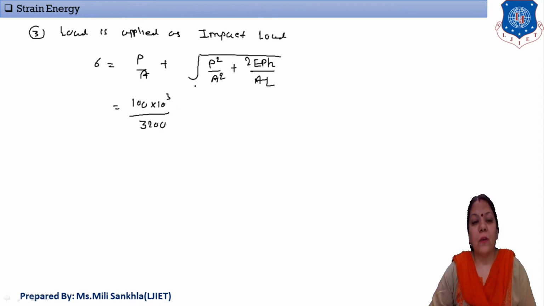Area is given here. Our P is equal to 1000 only. Remember, P is equal to 1000. This is a mistake done by me. Correct this: P is given in this example as 1000.